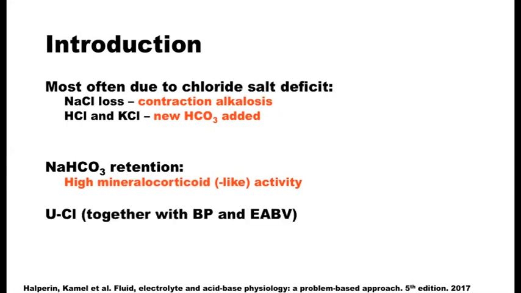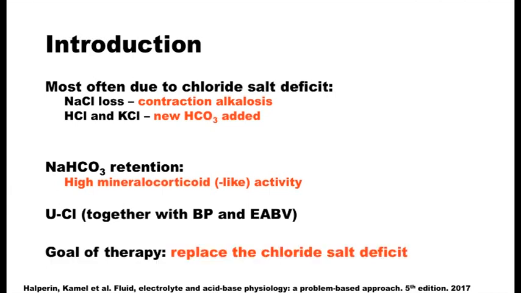Now, the investigation of choice in a patient that presents with metabolic alkalosis is really the urine chloride, and along with some clinical information on the patient's blood pressure and the effective arterial blood volume, this will guide the diagnostic approach to the underlying etiology for the metabolic alkalosis.